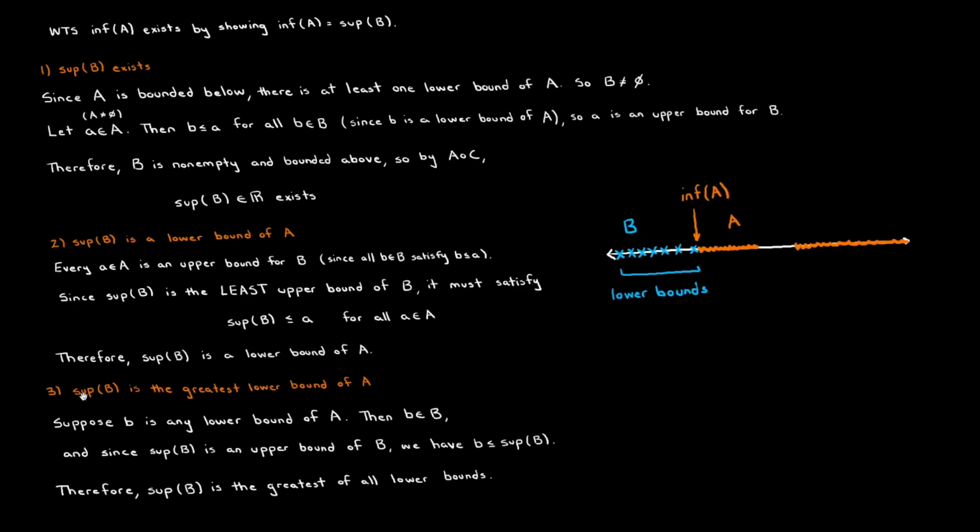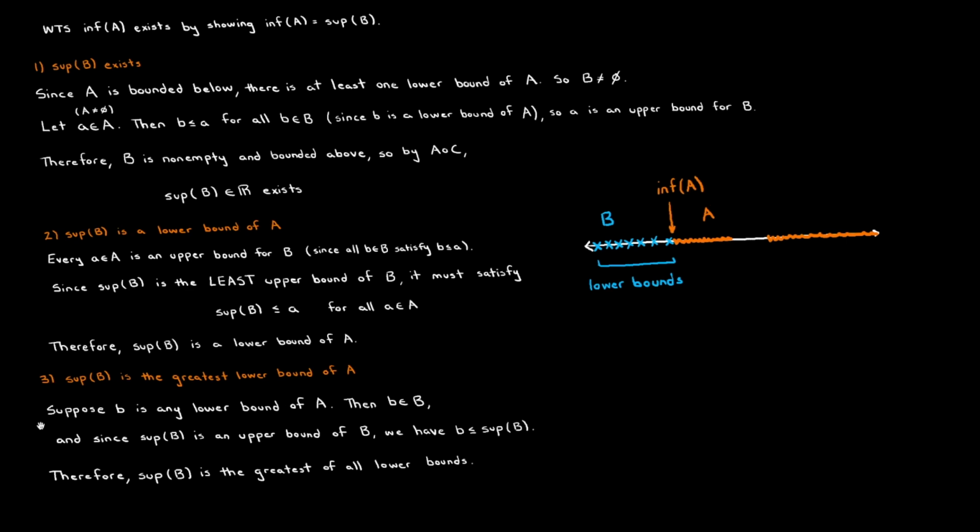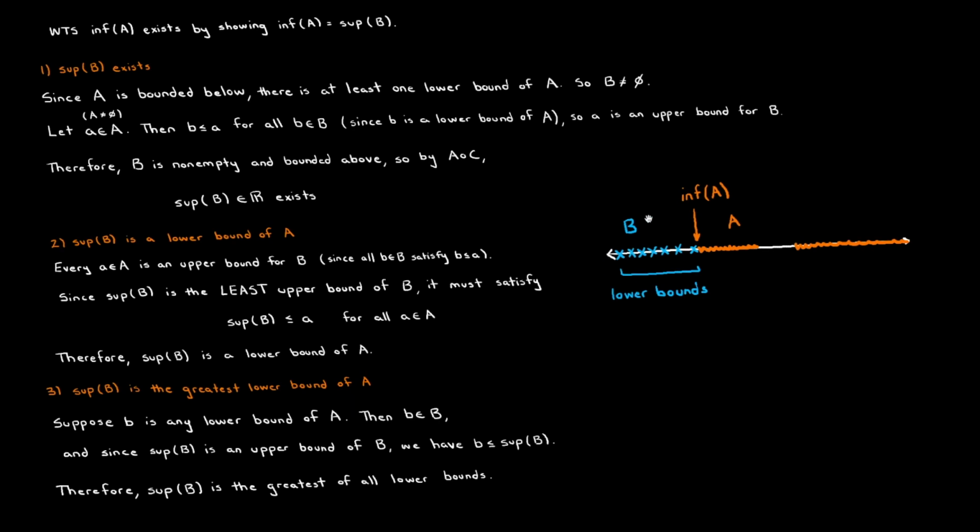Next, let's show that the supremum of B is actually the greatest lower bound of A. To show this, let's suppose that b is some lower bound for A. Well then, this lower bound should be a member of the set B, because B is the collection of all lower bounds for A. So in terms of the picture, we've just picked some element here. Now from the perspective of B, the supremum of B is an upper bound for B, so it should be bigger than or equal to everything in B. In particular, it should be bigger than or equal to the selected b.